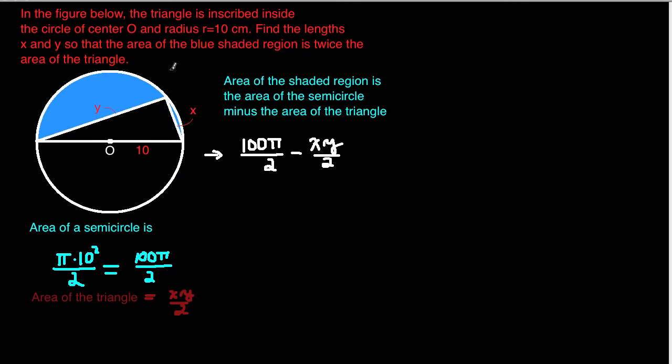Now, according to the problem statement, we want the area of the shaded region to be twice the area of the triangle. This is the area of the triangle. So twice xy divided by 2 is just equal to xy. So this is the expression we have for the statement of the problem. Let me simplify that just a little bit. I'm going to do it by adding xy over 2 to both sides of the equation.